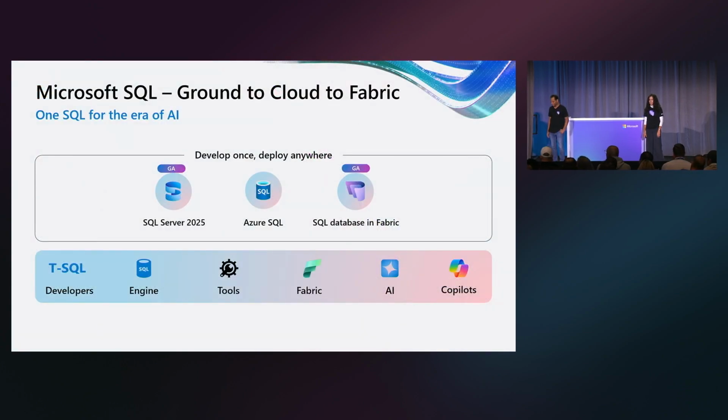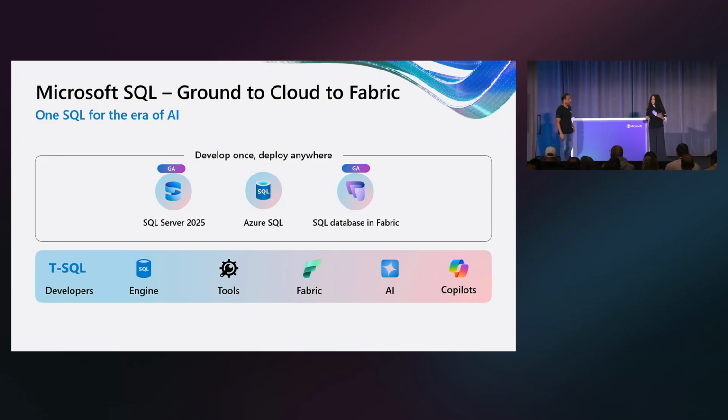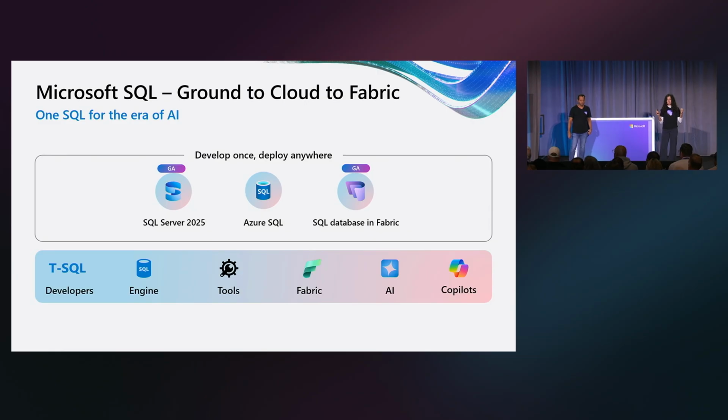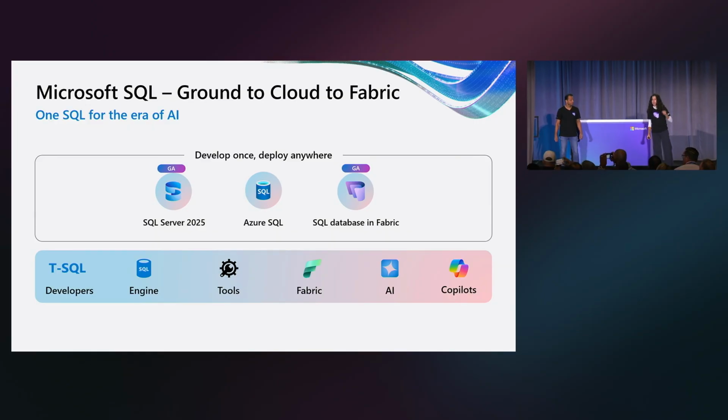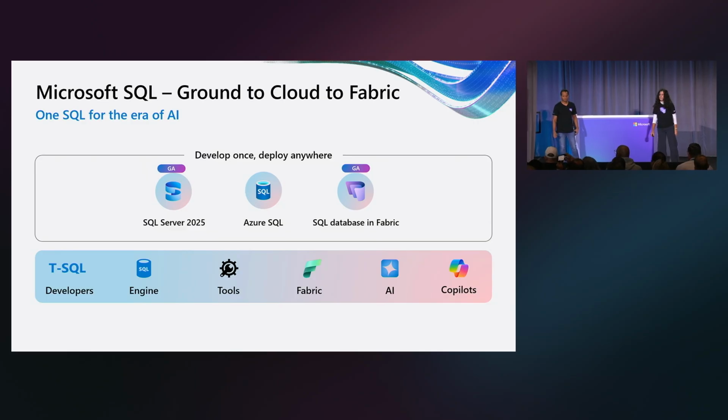All right, so with SQL Server 2025 and SQL Database in Fabric going generally available yesterday, very exciting, Microsoft is continuing on its mission to deliver one consistent SQL from ground to cloud to Fabric. This empowers you to innovate at your own pace using similar SQL tools and skills to build intelligent AI apps and manage your data seamlessly. With one SQL, developers can develop once, deploy anywhere, enjoying enterprise-grade performance, security, and AI-ready capabilities everywhere your data lives.